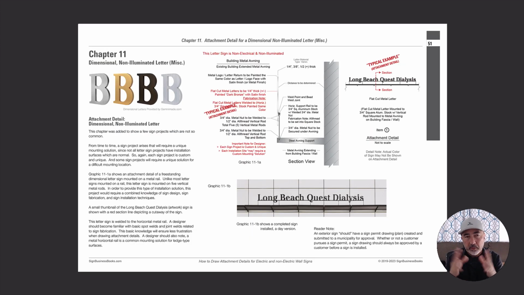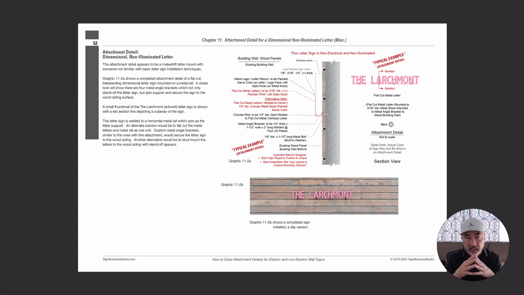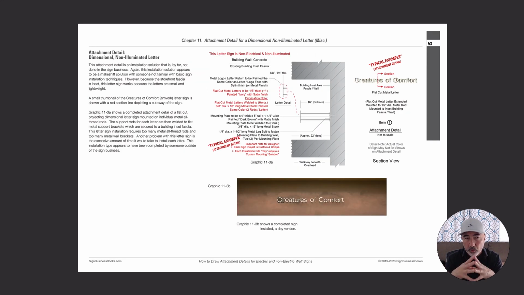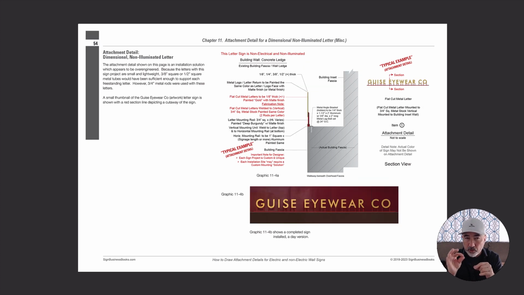Chapter 11, titled Non-Illuminated Letter and Logo, Miscellaneous. This chapter covers 4 examples of some odd sign installations in the business environment. This chapter shows several details that are not commonly found with sign installations, and you can see that chapter 11 examples are not common or traditional sign installations. But note, there are times when you'll be asked to draw these not so traditional attachment details, so I'm showing them in this chapter as an afterthought.